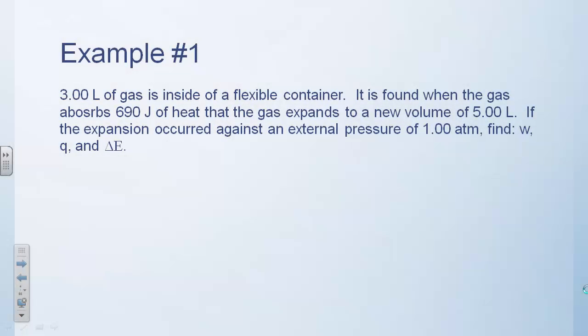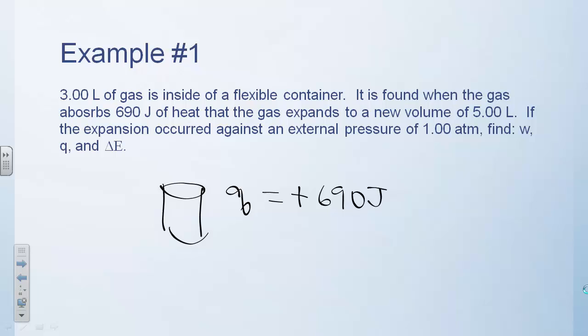Let's go ahead and do an example to show you how this works. Here we have 3 liters of gas inside of a flexible container. Imagine a gas inside of a canister with a piston that can move, and we're going to heat this gas. The gas is going to absorb 690 joules of heat, so positive 690 joules of heat transferred into the system. At the same time, the system is going to expand from 3 liters to a new volume of 5 liters.